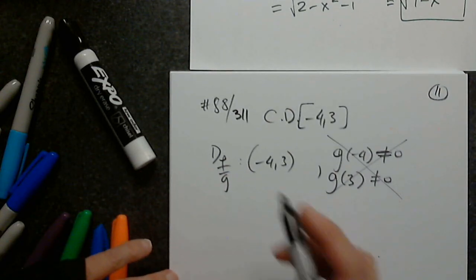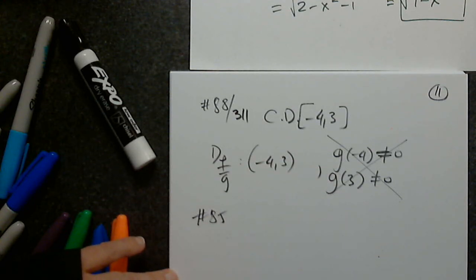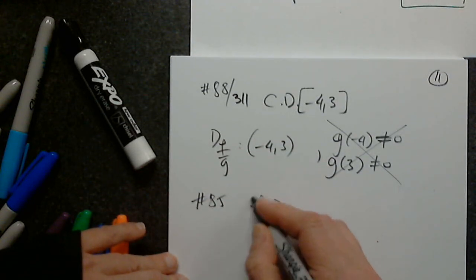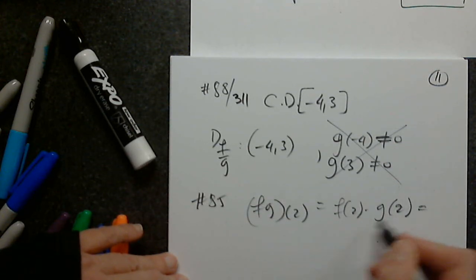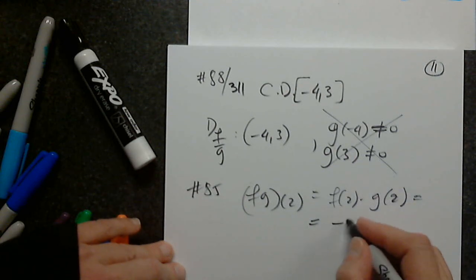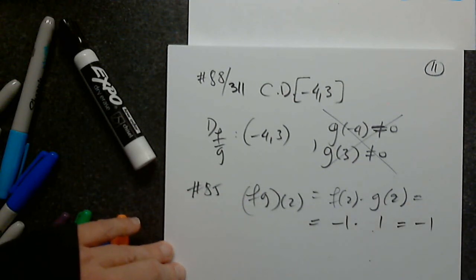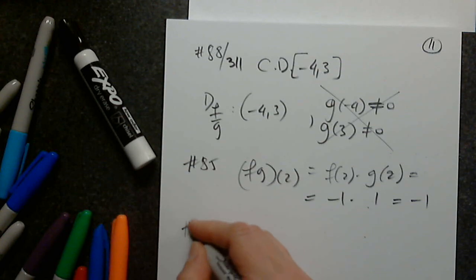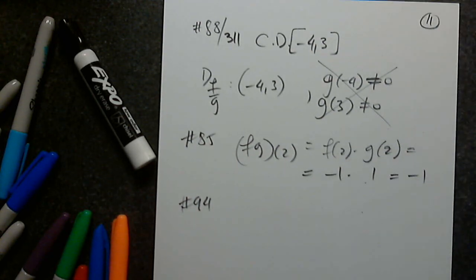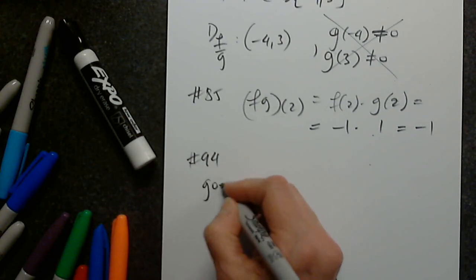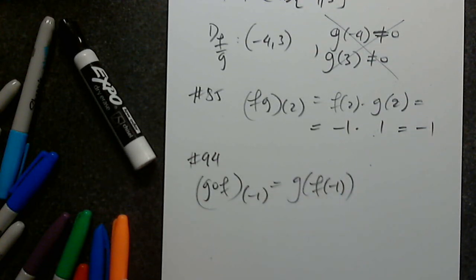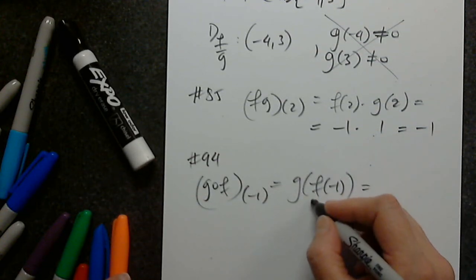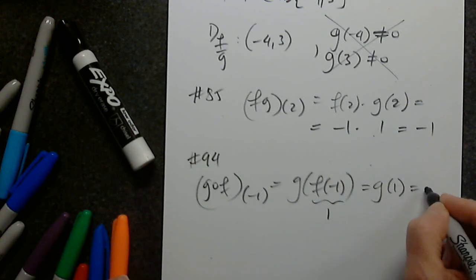Okay, the other one was 85. In 85, we had fg of 2, which is f of 2, of course, times g of 2. And f of 2 was -1. G of 2 was 1, so the answer is -1. And we also picked 94 on the same page, and that is g comp f of -1, which is g of f of -1. It happened that this was 1, so g of 1, it was -5.